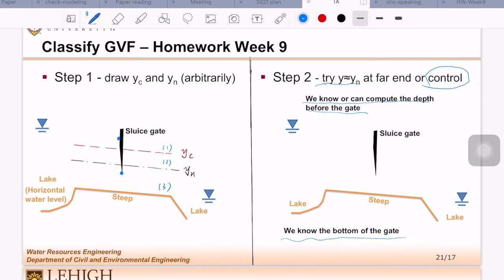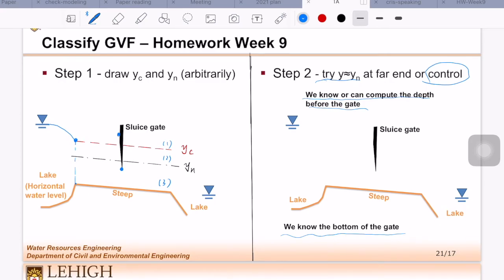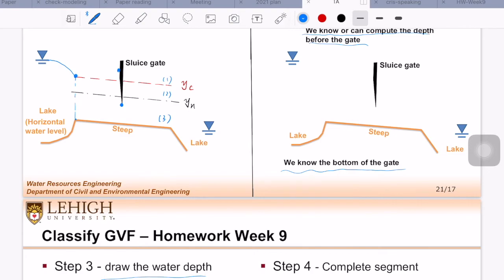And the reservoir water surface will fall to the critical depth at the head of the steep channel. So this is our other control point. The reservoir water surface will fall to this critical point. And then we need to draw the water depths.